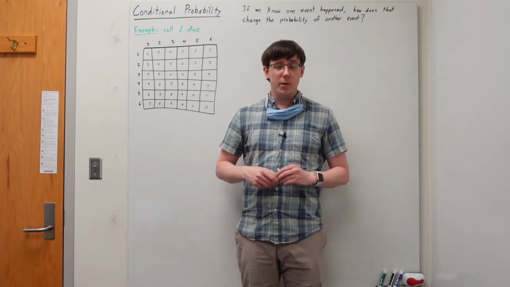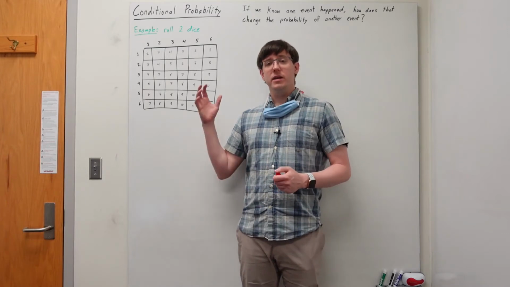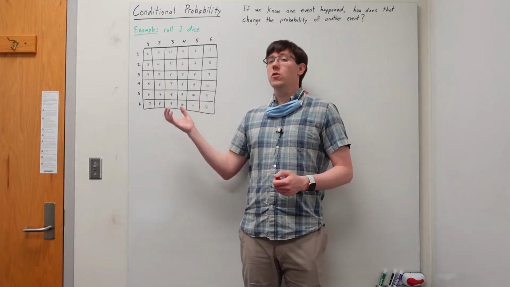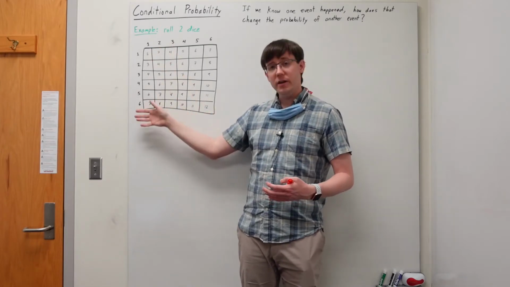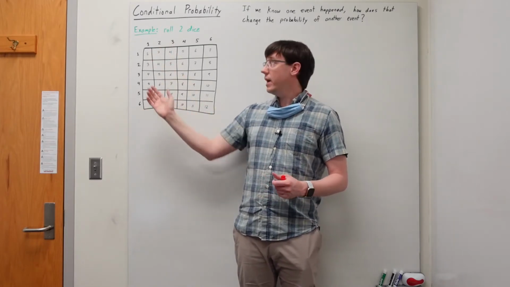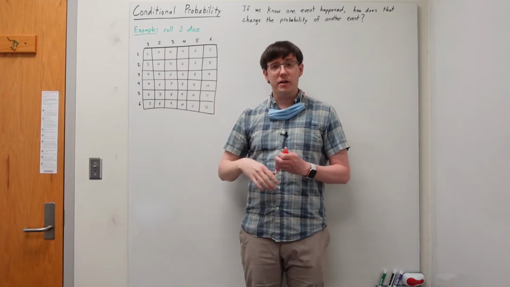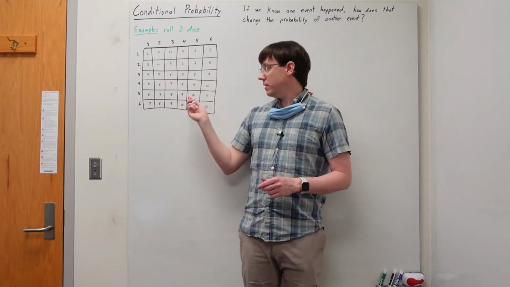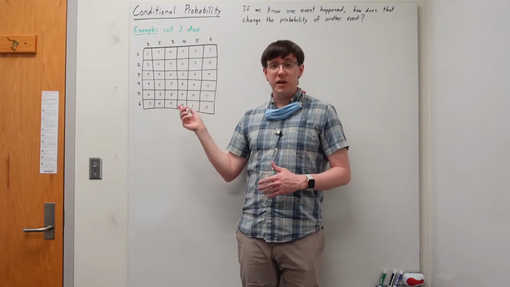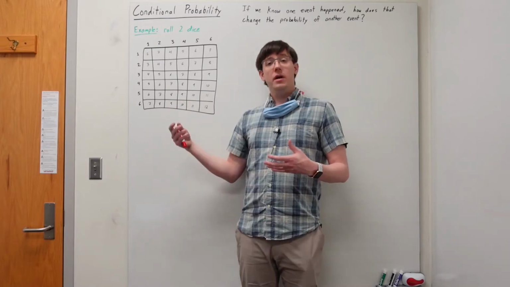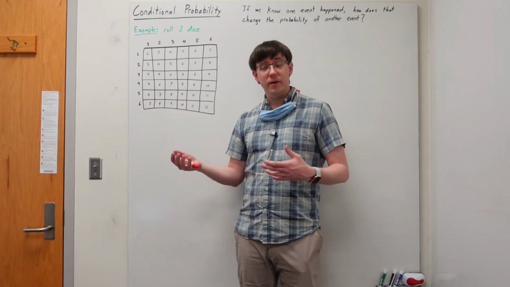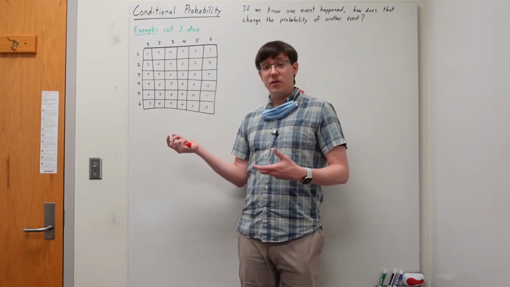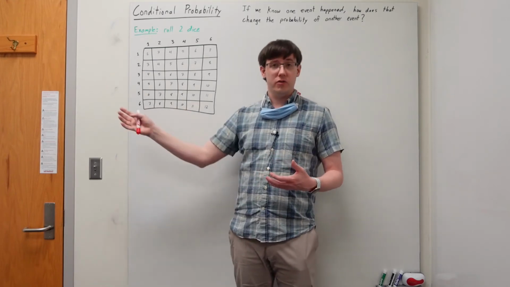To introduce some of the concepts, let's think about a sample space that models rolling two dice. Here, the roll of the first die determines the row, and the roll of the second die determines the column. And in the corresponding cell, we have the total on the two dice. And given this representation of the sample space, we can define various events as regions within this grid.